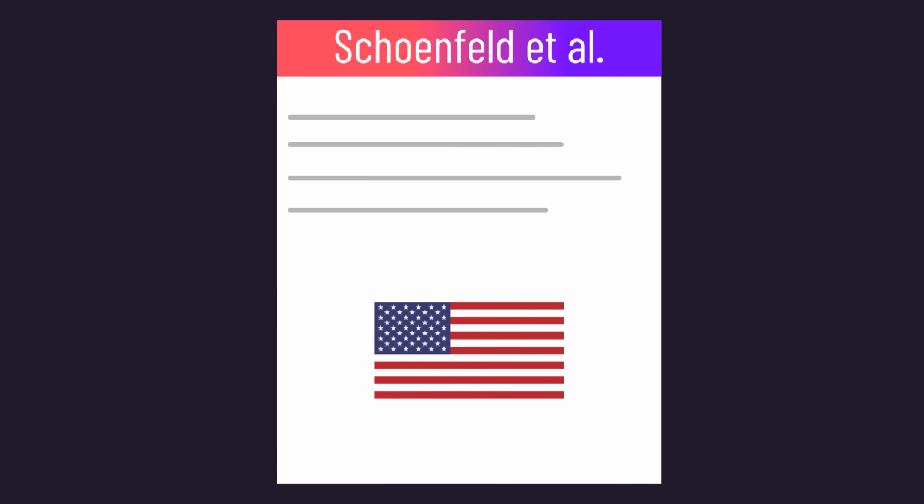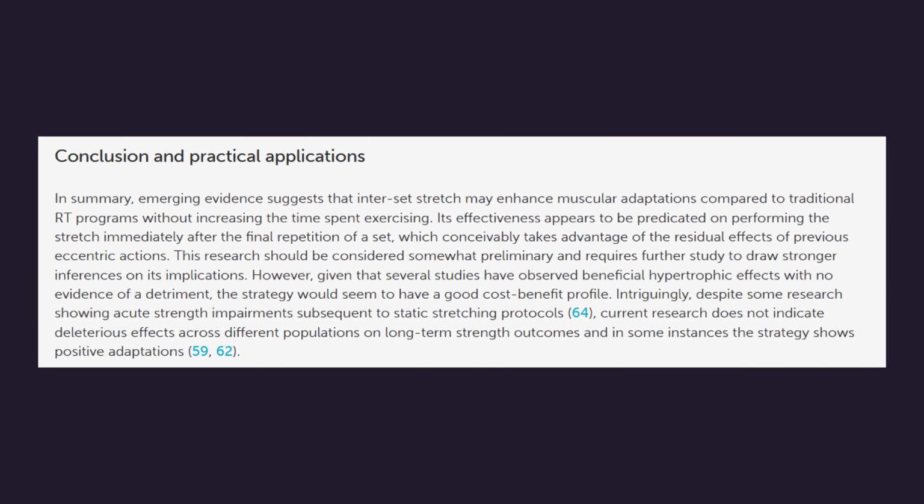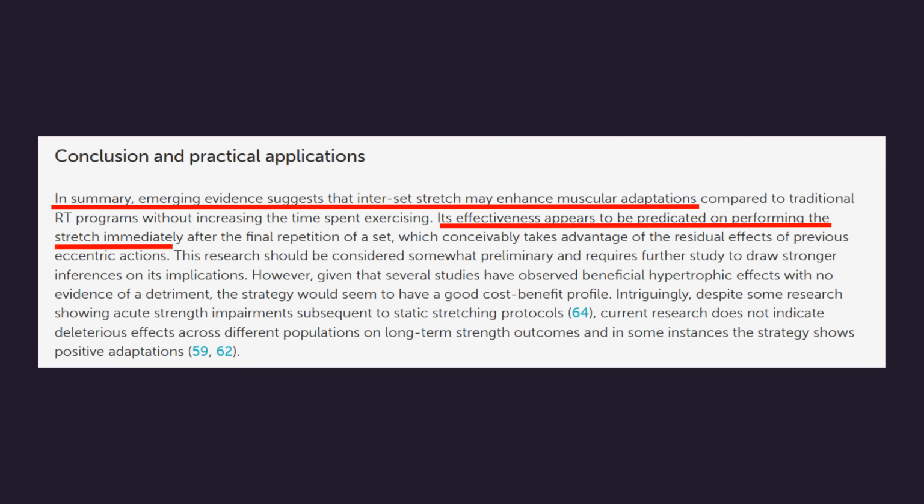As the researchers of this year's review describe, in summary, emerging evidence suggests that inter-set stretch may enhance muscular adaptations. Its effectiveness appears to be predicated on performing the stretch immediately after the final repetition of a set, which conceivably takes advantage of the residual effects of previous eccentric actions.